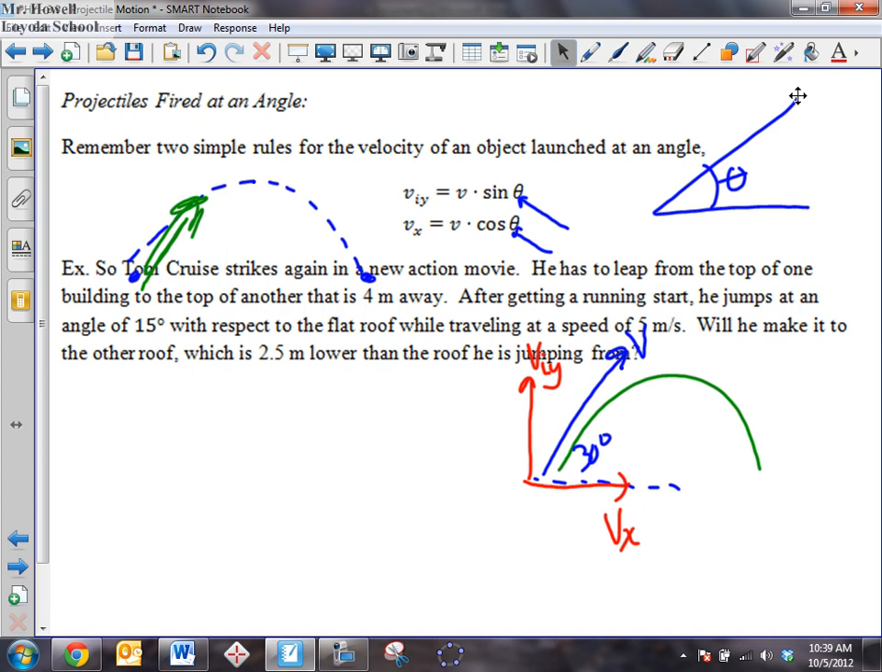So we're going to think of this problem as if it's two completely separate entities. Okay, we're going to work on this problem as if it's going up and coming back down, and as if it's going just to the right. Two completely separate entities. So let's take a look at our first example here.